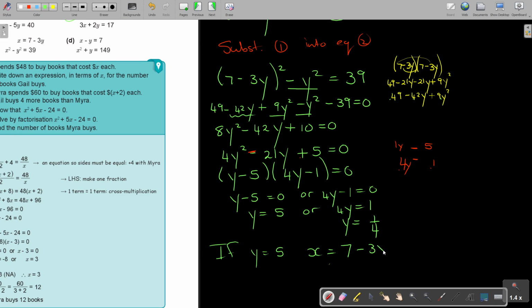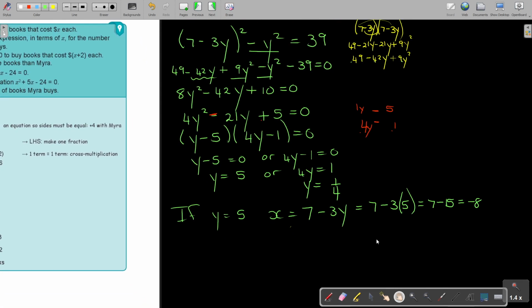7 minus 3y. So it's equal to 7 minus 3. And what is y in this case? In this case, it's going to be 5. So it's 7 minus 15. So it's going to be negative 8.